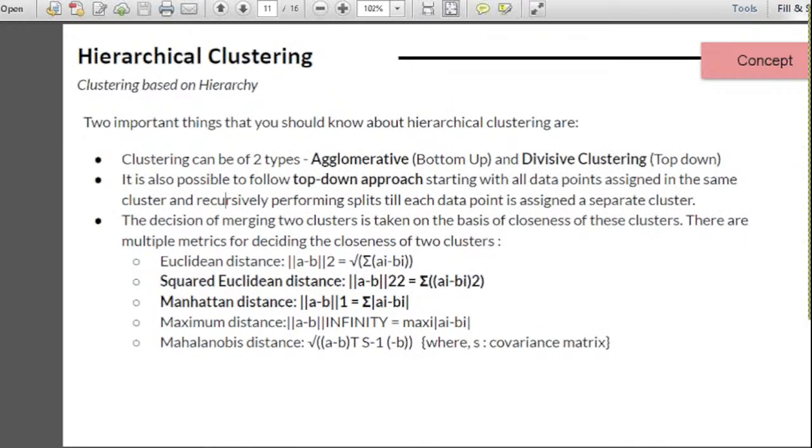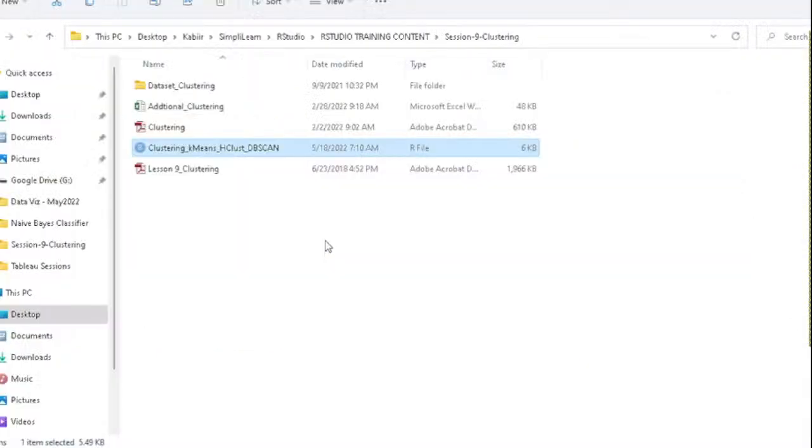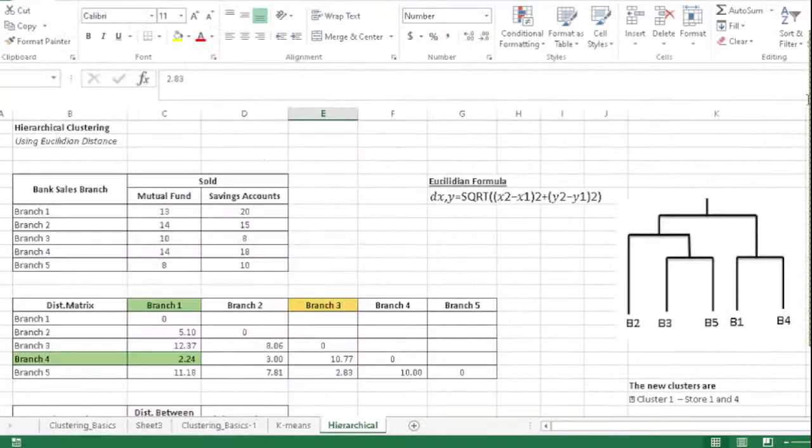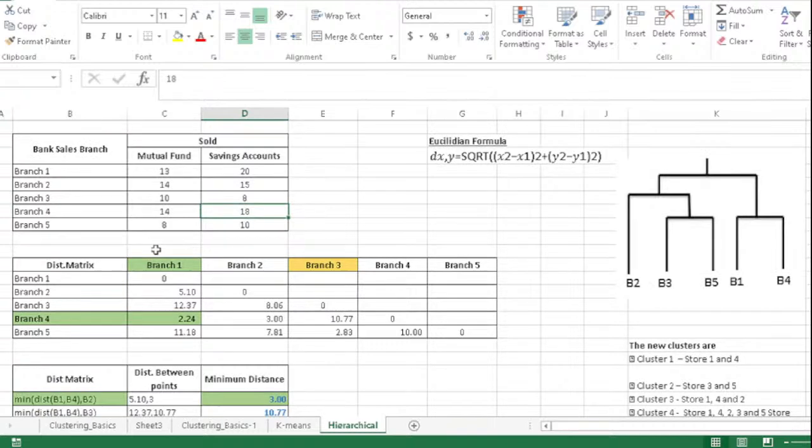One more example I'm going to take for hierarchical clustering. So I have 5 bank branches, which are selling mutual funds and saving accounts, and these are the sales for mutual funds and saving accounts for these 5 branches. Now, how do you create this dendrogram and then how do you arrive at the final clusters?